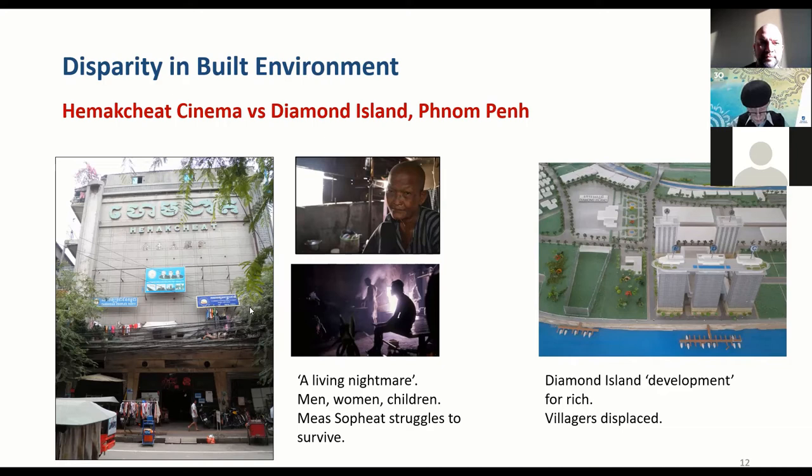So this was described as a living nightmare, as one writer said. The lady there is a former film star who performed in that cinema, and now she happens to be living there in such shocking conditions, and she's around 80 years old. She struggles to survive. Meanwhile, not far away, and I went and saw this display, village dwellers were displaced on the so-called Diamond Island to enable the construction of this so-called development for the rich via private investment. So it's quite disgraceful.